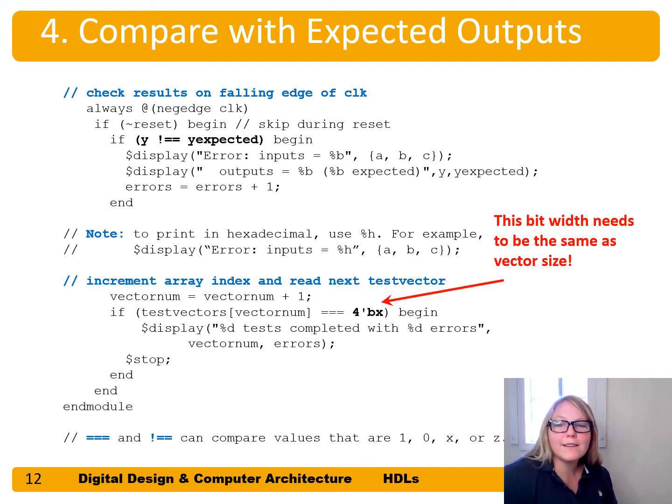So if you're changing this test bench and using it to test another module, let's say it has 5 inputs and 1 output, they're all 1-bit, then you would make sure to change this. So with 5 inputs and 1 output, all 1-bit bit width, then you would change that to 6-bit binary x. So that's a common error. People forget to change that bit width there.